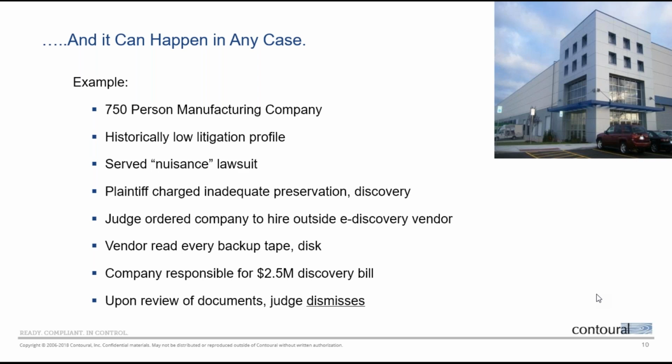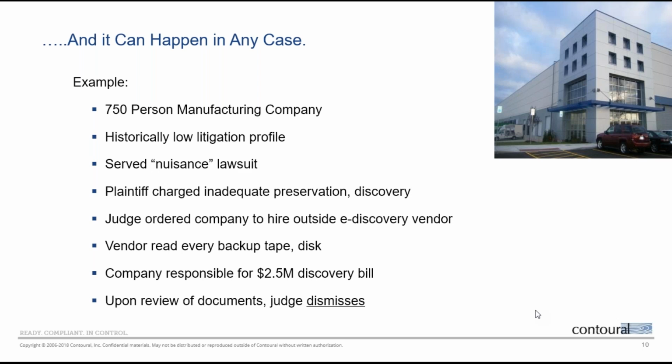So we have this example here. This is an example of a manufacturing company, not a lot of employees, about 750 employees. Like we've been talking about, historically low litigation profile. They get a nuisance lawsuit that they believe doesn't have any merit. But you know what? They take it lightly. They don't really know exactly what to do. They don't put a good legal hold on documents. The plaintiff came in and said, Judge, they've not been taking care of their information the way that they should be. We need some help here.